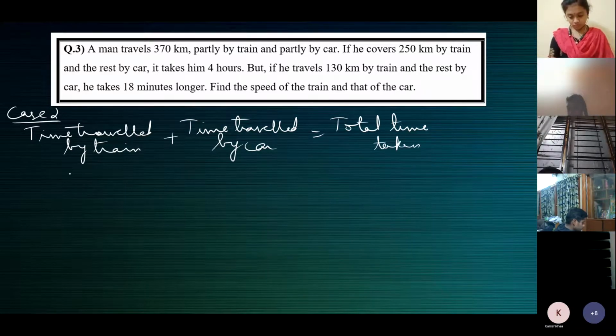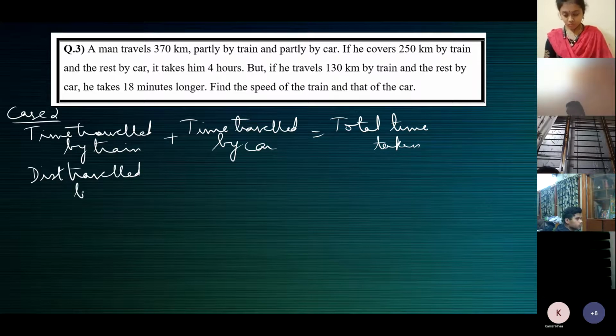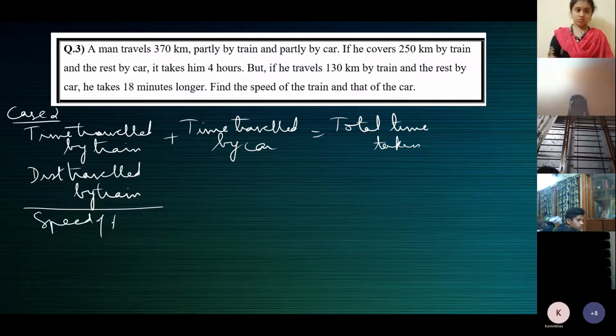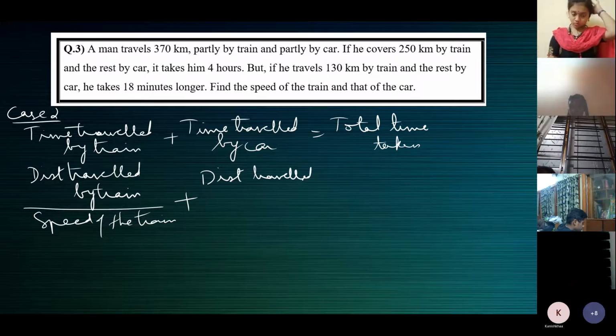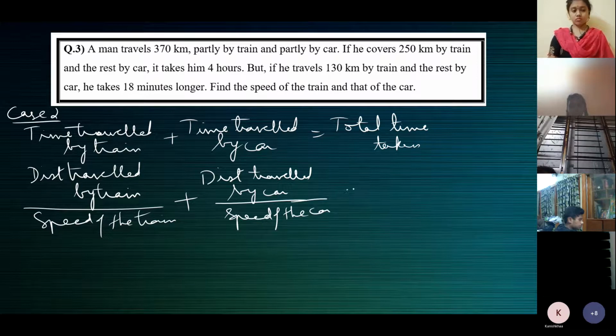So time is distance by speed. So distance traveled, this step is optional. Distance traveled by train divided by speed, so speed of the train, plus distance traveled by car divided by the speed of the car, is equal to the total time of 4 hours and 18 minutes.